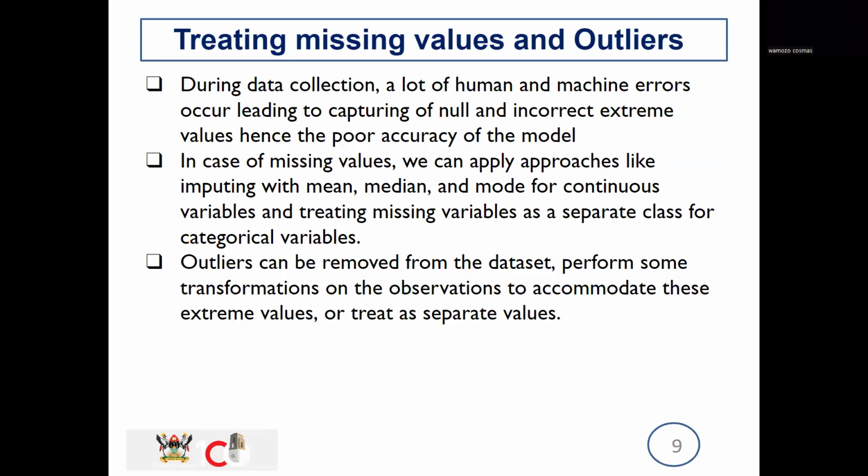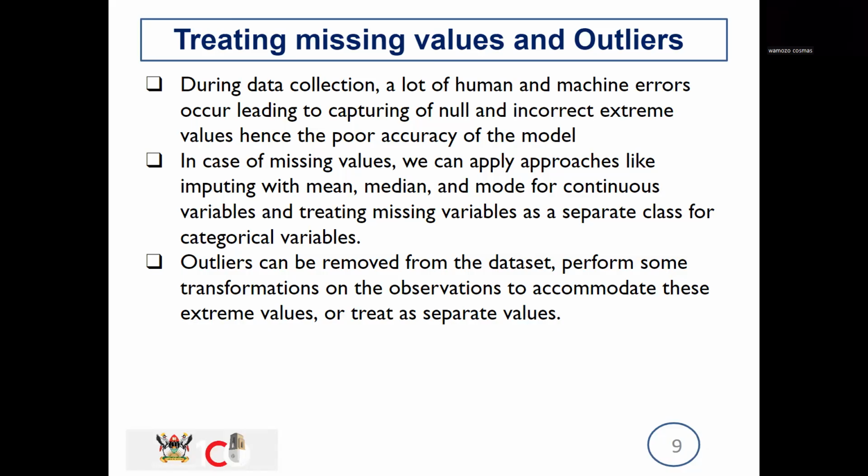Then the other method is treating missing values and outliers. We acknowledge that while we are collecting data, there are mistakes made by both humans and machines. So these mistakes occur, and sometimes they lead to capturing of extreme values, or you can call them outliers. These must be handled. One way of handling that is imputing with mean, median, and mode for continuous variables. And for categorical ones, you can treat the missing values as a separate category.